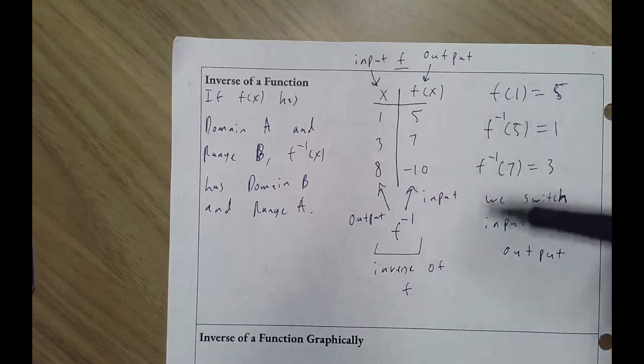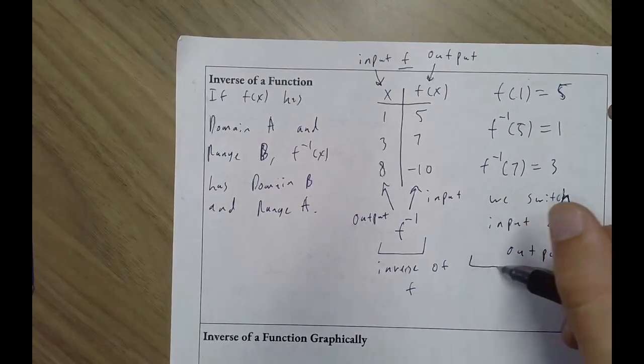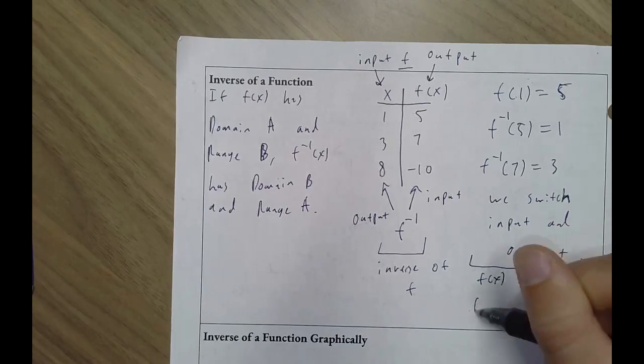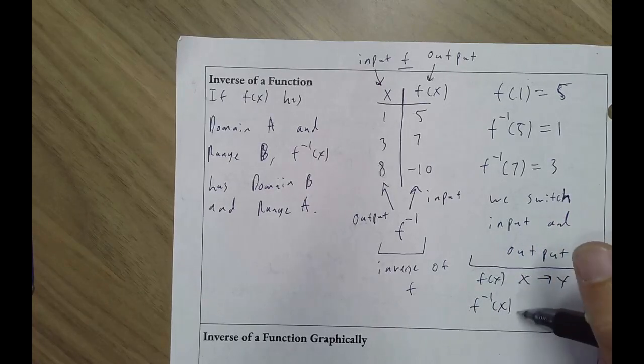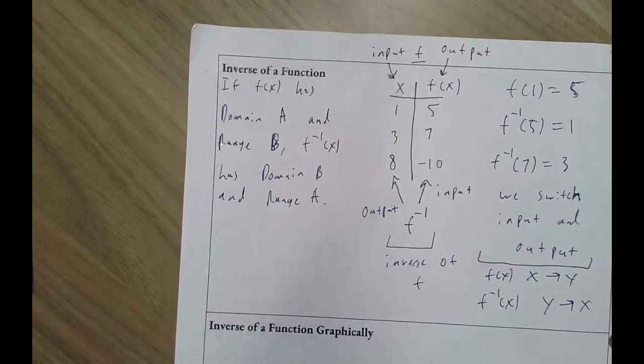So we've talked about finding specific values. You can think of it like you're looking at the y value and finding the x value. One more way to think about it is f of x is x to y. The inverse of f of x is y to x. Okay? So, how do we find this? There's a few more things I want to cover here. How do we find them? How do you get the inverse function?